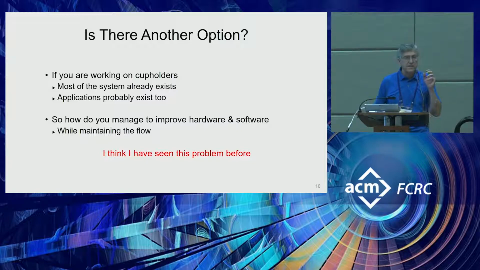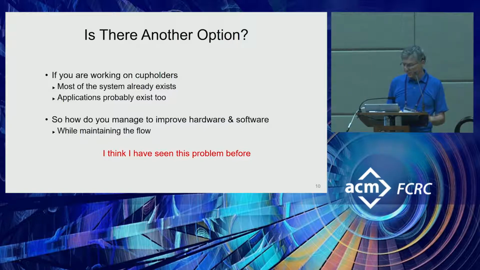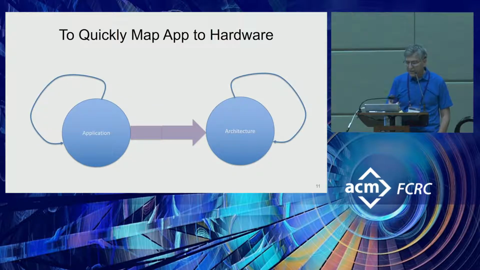But basically it means that the systems you're working on and the applications probably exist already. So how do you manage to improve hardware and software while maintaining this end-to-end flow, which I think is really important if you're trying to do Agile design? We've seen this problem before and we've dealt with it successfully for a couple decades. We have applications and we have architecture, and you know what we did, right?